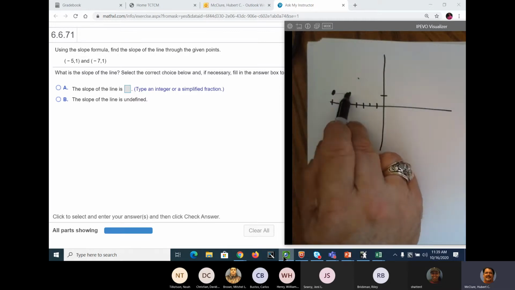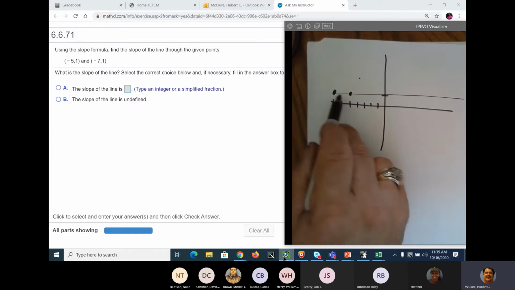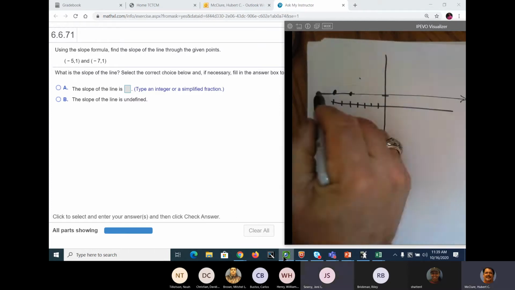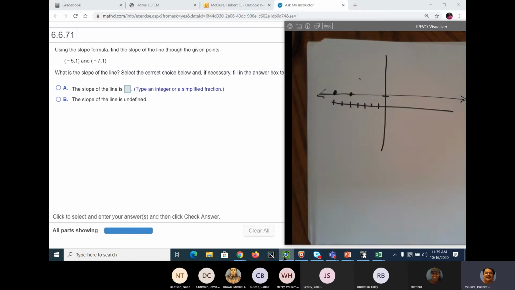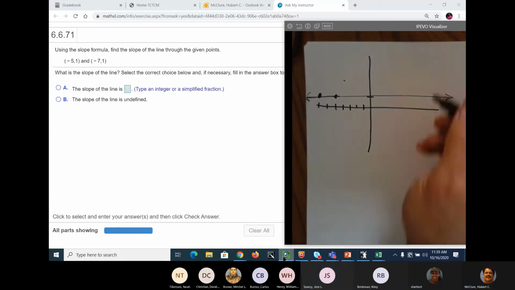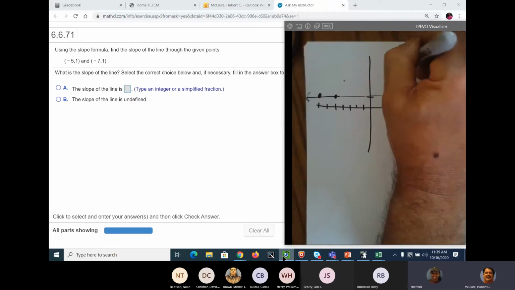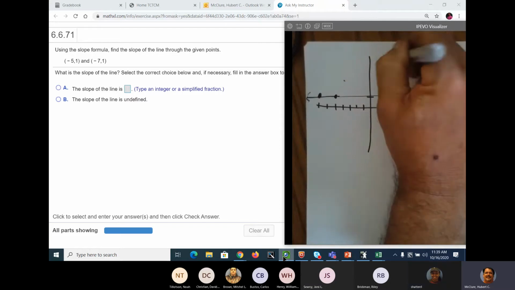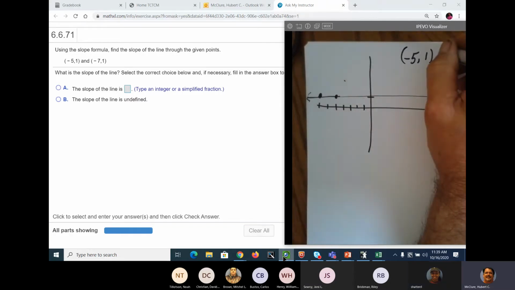Oh my gosh, what do we have? Somebody tell me, what do we have? Horizontal line. And what is the slope of a horizontal line? 0. Thank you.